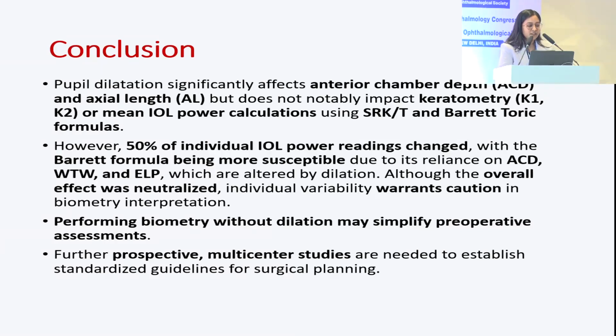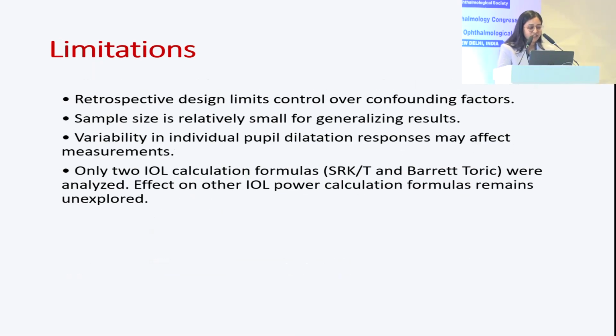So here is the conclusion. Pupillary dilatation significantly affects ACD and AL but does not affect keratometry or mean IOL power calculation. However, 50% of the individual IOL power readings are being changed, and the Barrett formula is especially more susceptible as compared to the SRK/T formula. Performing biometry without dilatation may simplify the pre-operative assessment, and a further prospective multicenter trial is required.